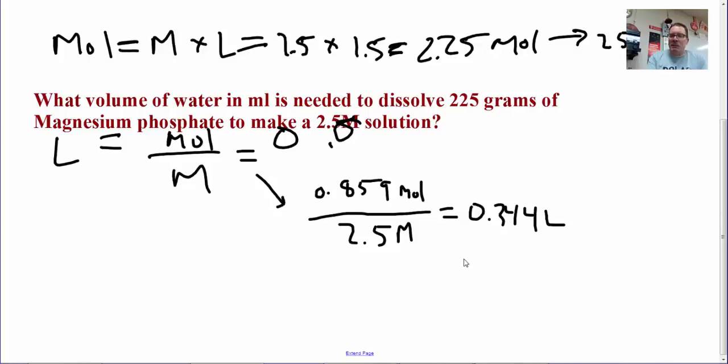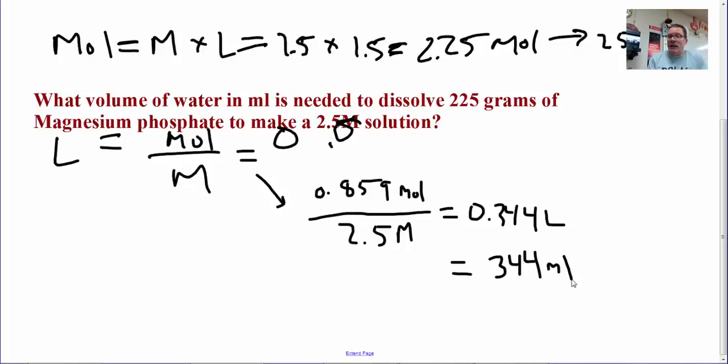But it didn't ask me for liters, it wants to know milliliters. And again, on some of the math that I'm not going to quite do for you, because we should know how to do it by now, that would be 344 milliliters. So in that case, I would head into the lab and I would measure out my 225 grams of magnesium phosphate, throw it in a beaker, take a graduated cylinder, measure out 344 milliliters, and throw that in and stir it up till everything was dissolved. At that point then I would have my 2.5 molar solution.